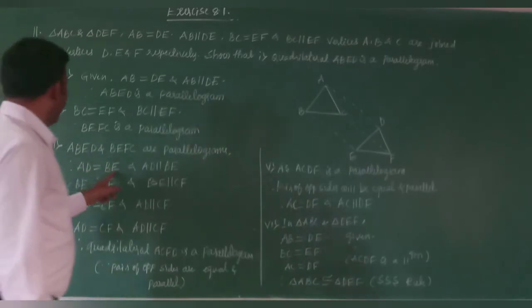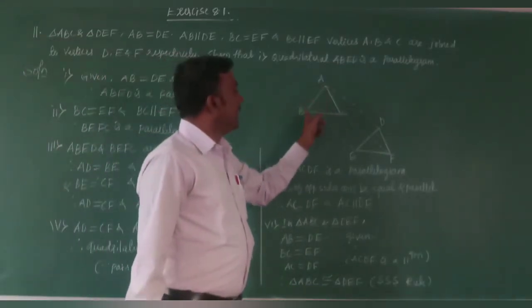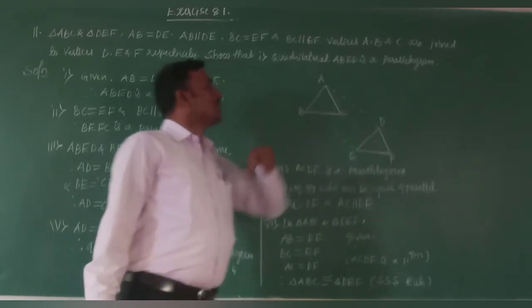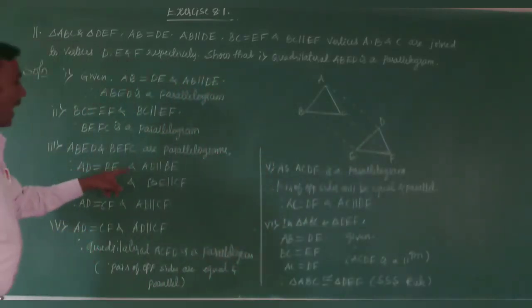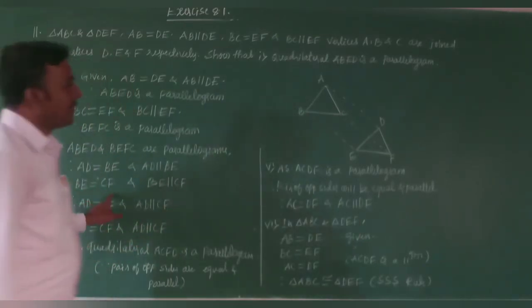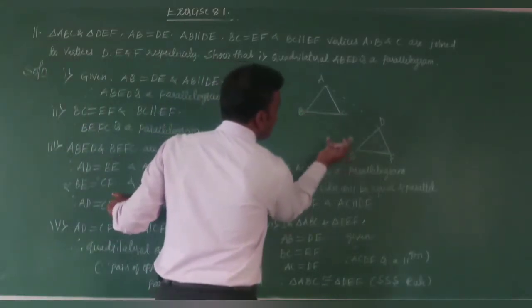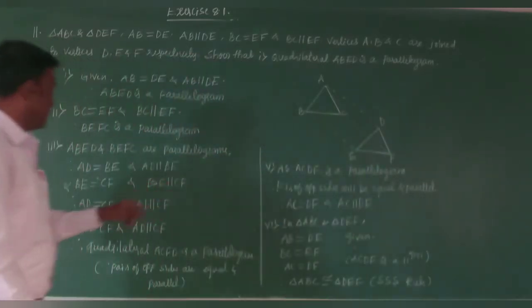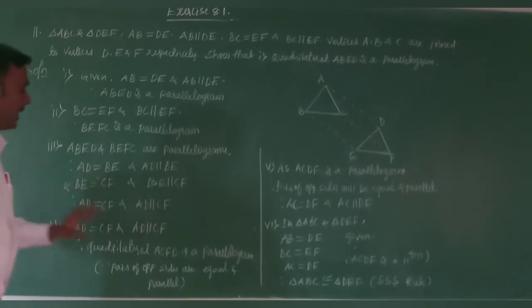AD is equal to BE. These are opposite sides of the parallelogram. And AD is parallel to BE. And BE is equal to CF. See, BE is equal to CF and BE is parallel to CF. Therefore, AD is equal to CF.